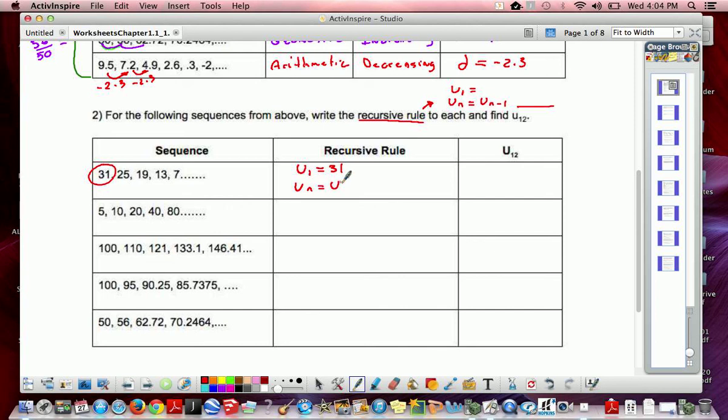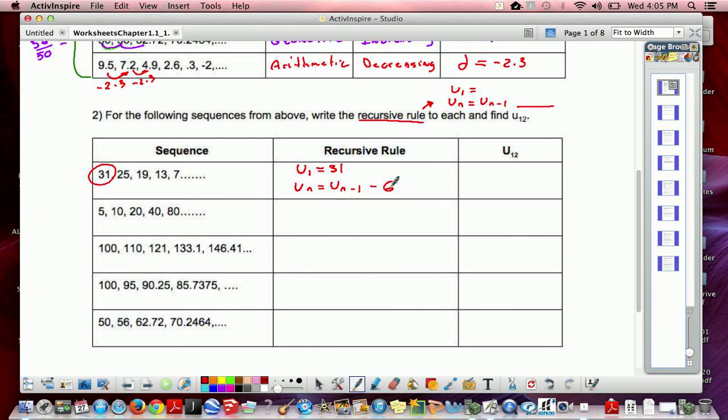So now we have u sub n equals u sub n minus 1. Now, again, how this works, this is basically how are you deriving the next term using the previous term. So the u sub n is the next term, the u sub n minus 1 is the previous term. So it'd be like u sub 2 equals u sub 2 minus 1. Well, 2 minus 1 is 1. So I'm going to take 31, and to get 25, I'm subtracting 6.